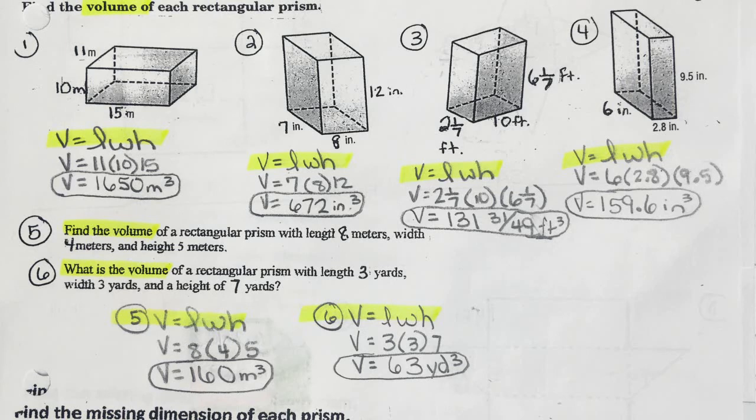So number 1, I got 1,650 meters cubed. Number 2, 672 inches cubed. Number 3, I just used the ABC button, so I got 131 and 31/49 feet cubed. And on number 4, I got 159.6 inches cubed. All volume.